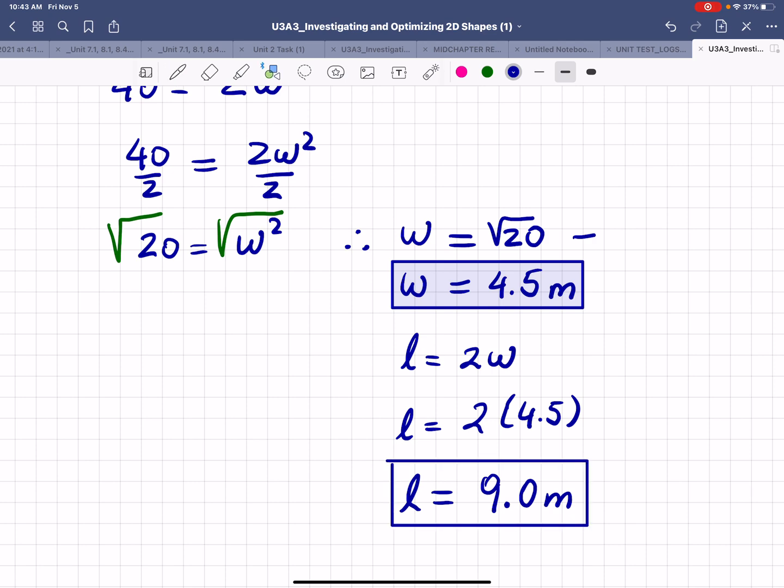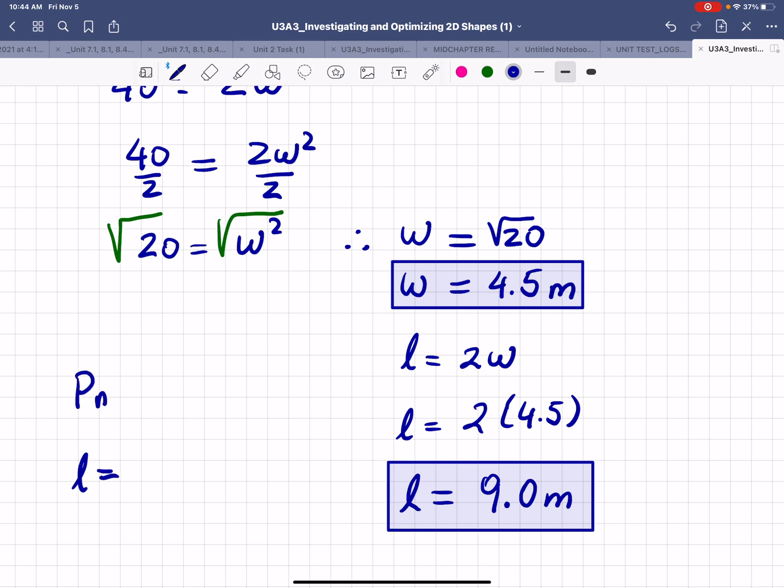The reason why is because this is a rounded number. And why is it a rounded number? Because we calculated it based on a value that we had already rounded before. So we're going to say that the dimensions of the minimum perimeter rectangle would be length of 9.0 meters and width of 4.5 meters.